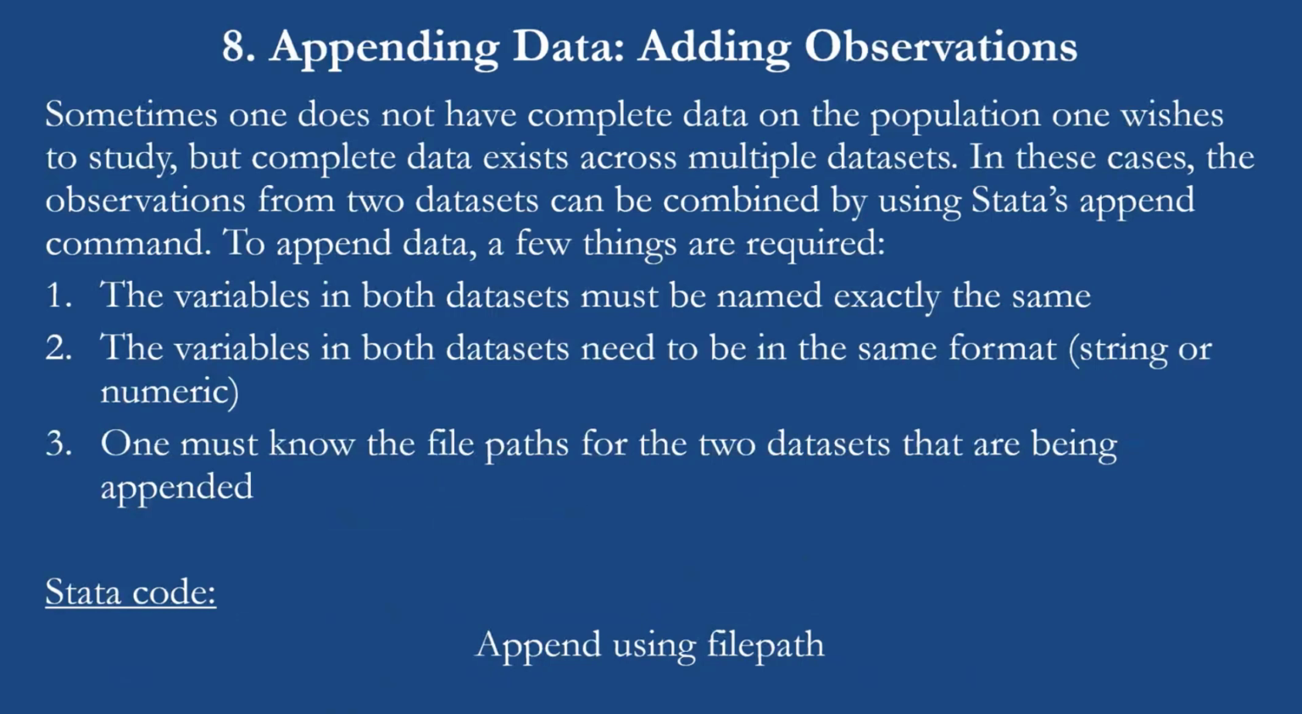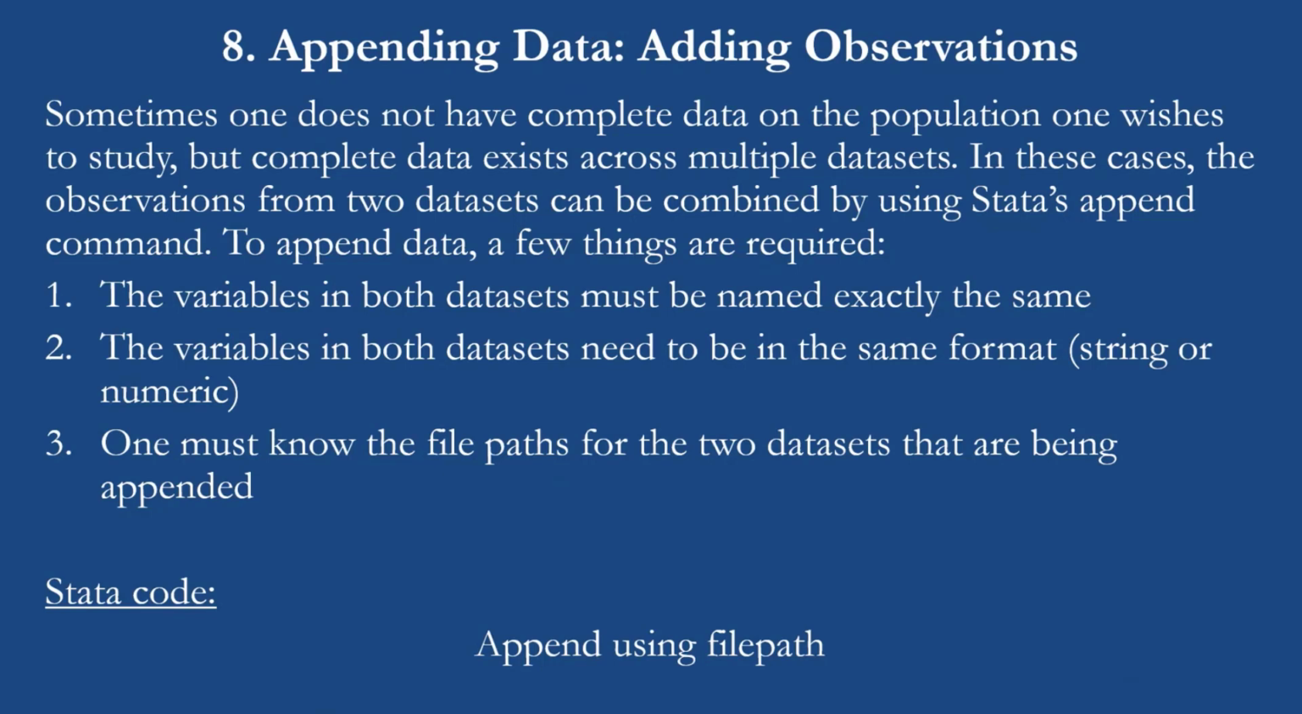Appending, on the other hand, is actually pretty easy. Appending is where you're adding observations. This can happen where, say, you don't have complete data on the population that you want to study, but by putting together multiple data sets, you can put together a complete population. Say that you work for a school district, and you separately get information on the students in the lower elementary school, the upper elementary school, the middle school, and the high school. You want to put all of that together into a single data set. That would be an append.